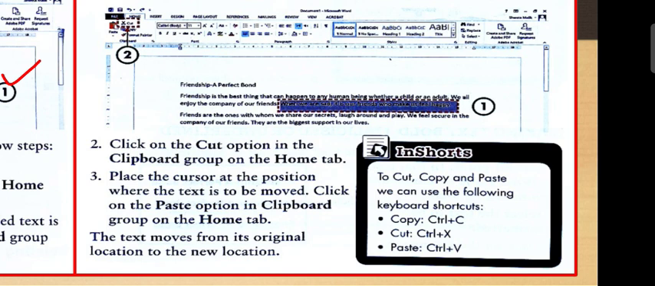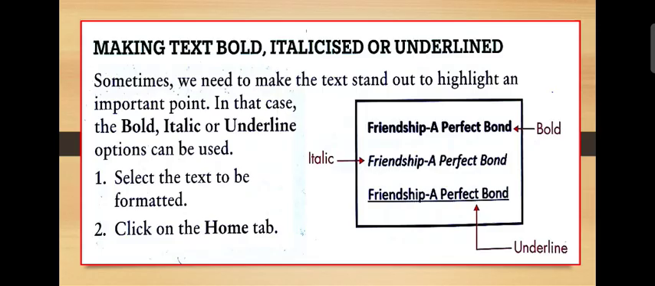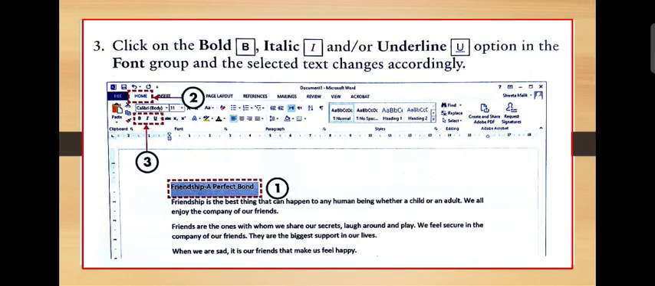Okay, next is making text bold, italic or underline. Sometimes we need to make the text stand out to highlight an important point. In this case the bold, italic and underline options can be used. And to make your text bold, italic or underline, you need to follow three steps.